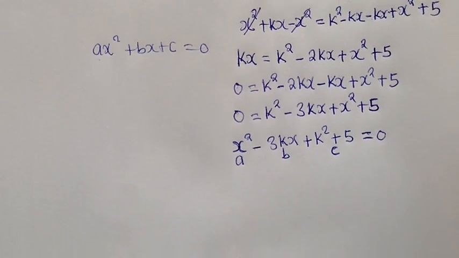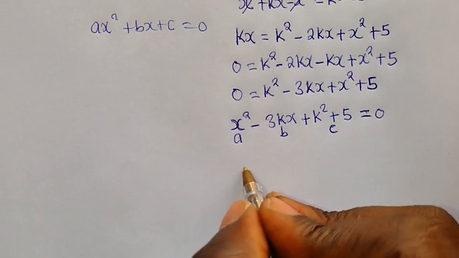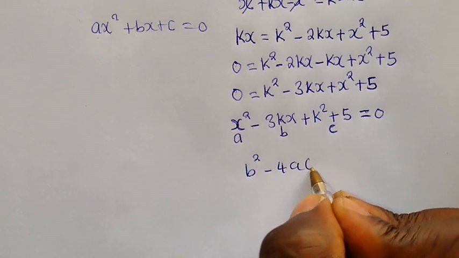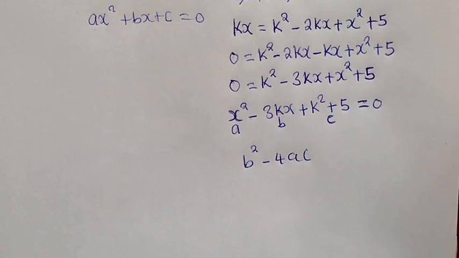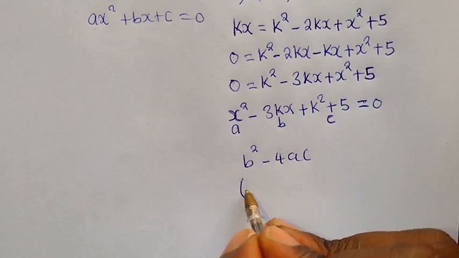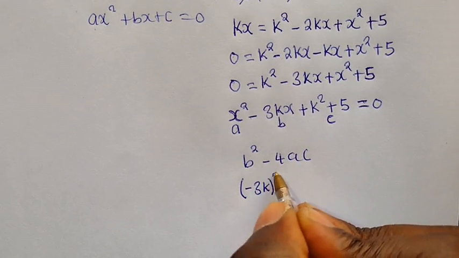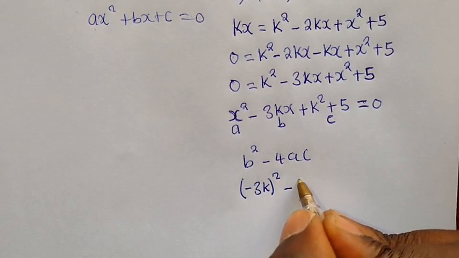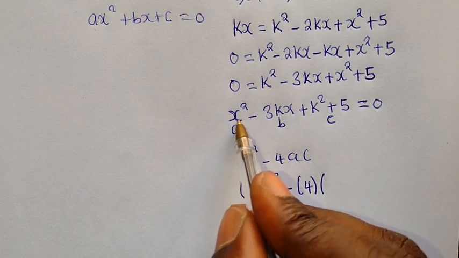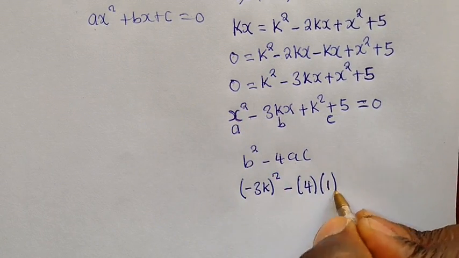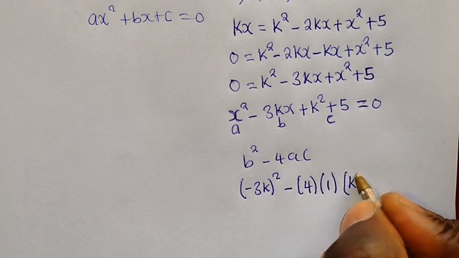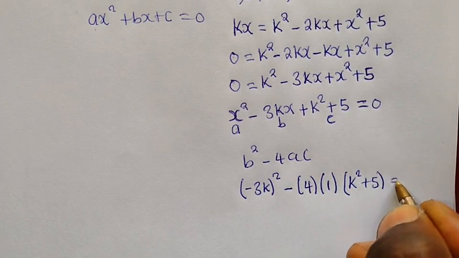So what we are going to use now is the discriminant. This discriminant will be b squared minus 4ac. From what we have, b is the coefficient of x, which is negative 3k. So I'll say in brackets negative 3k squared, because b is squared, minus 4 in brackets. a is the coefficient of x squared, in this case it's 1. Then c is k squared plus 5.